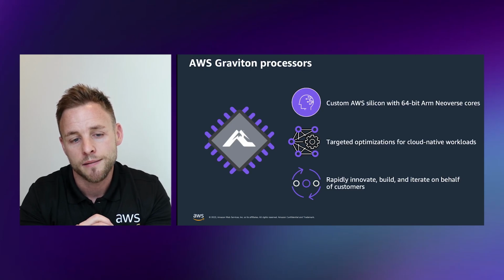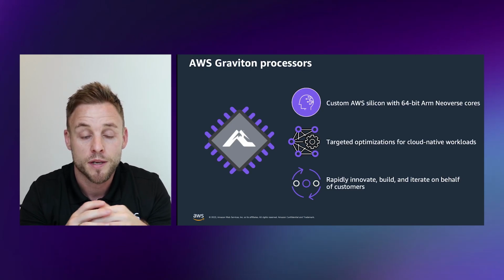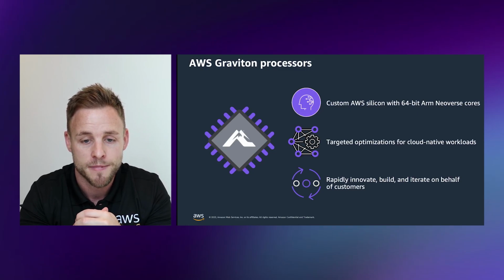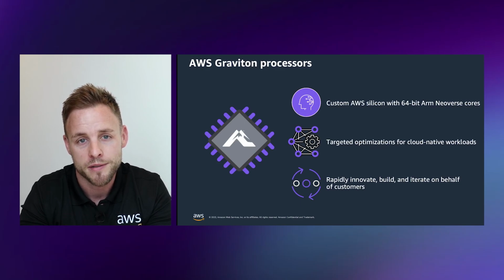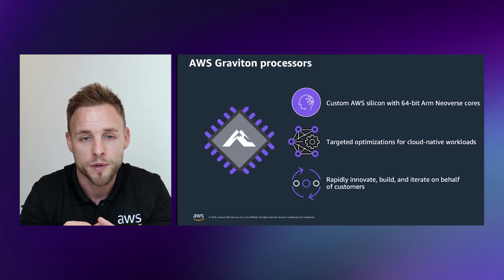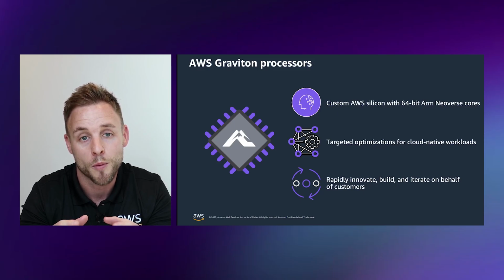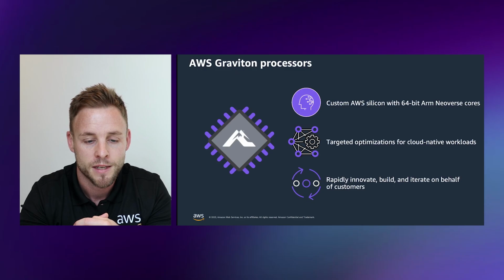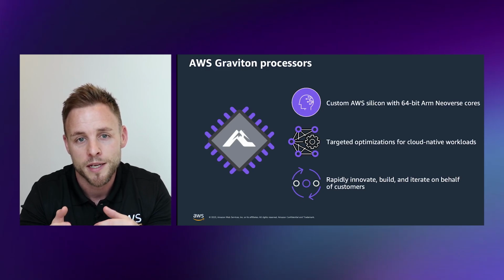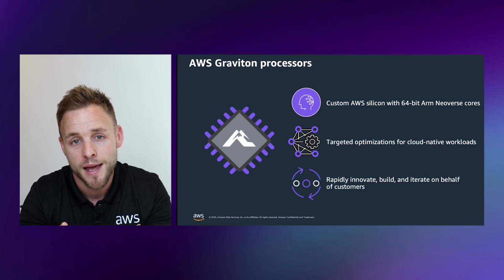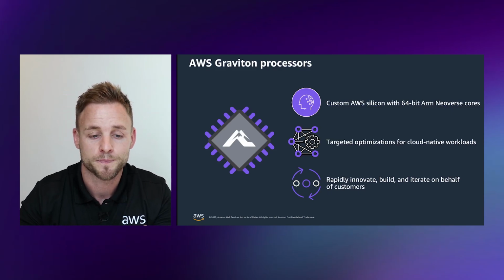So what exactly are Graviton processors? Well, they're custom-built silicon by AWS, based on ARM Neoverse cores. And using our own experience of workloads that are running within the cloud, we've been able to optimize those workloads and provide different configurations to make those workloads run and optimize on the cloud. Graviton is literally designed for the cloud. So with those optimizations and customizations, this helps AWS pass on performance increases and cost reductions back to the customer.